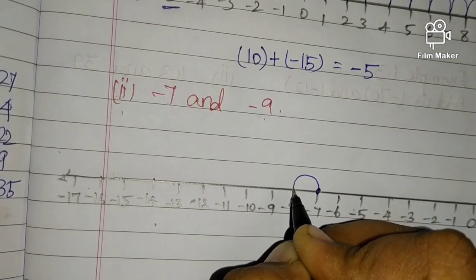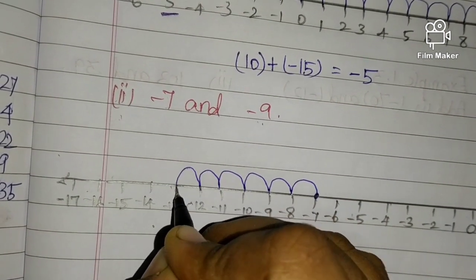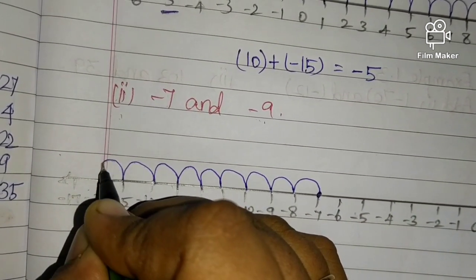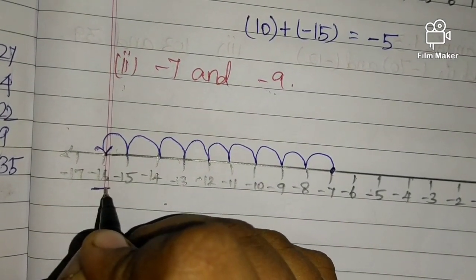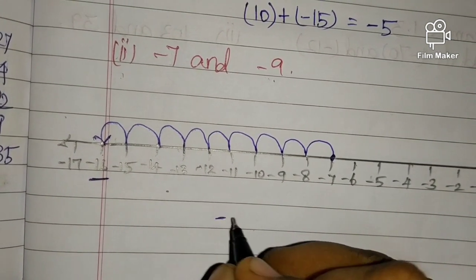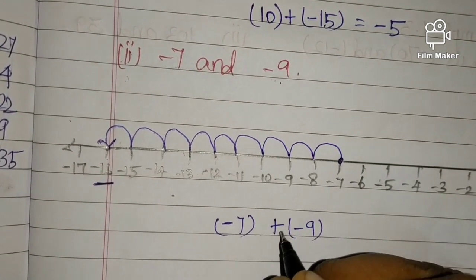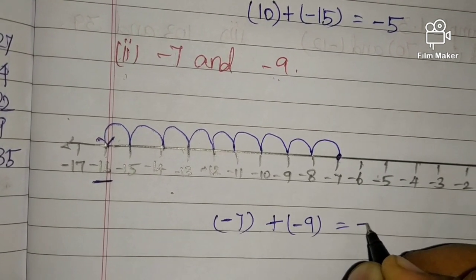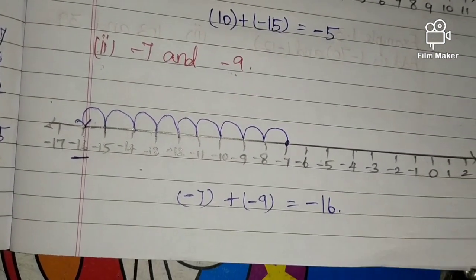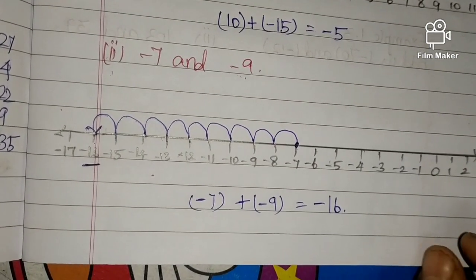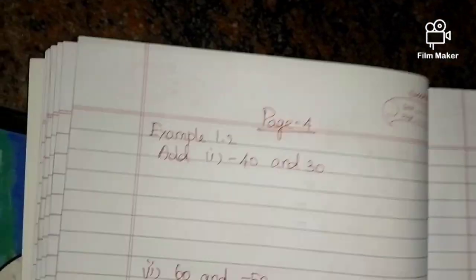Count with me children. 1, 2, 3, 4, 5, 6, 7, 8, 9. So 9 times I move to the left hand side, so here I get the answer minus 16. You just take and write it here: minus 7 plus minus 9 equal to minus 16. Are you clear? Okay, so up to this using the number line we did addition. Move on to the next example.